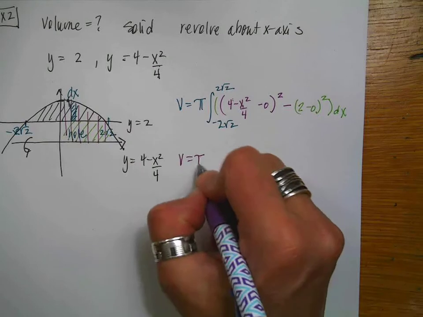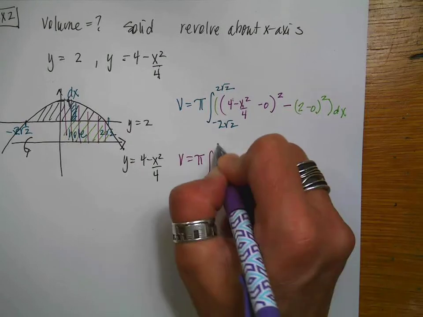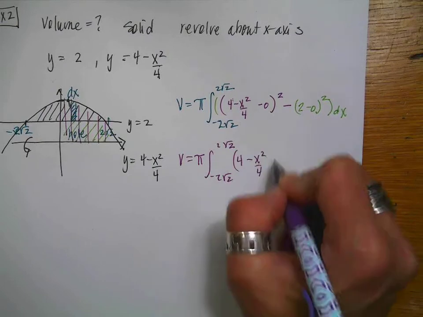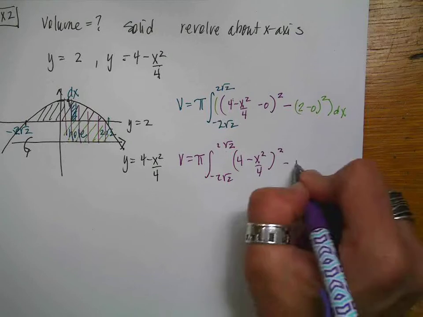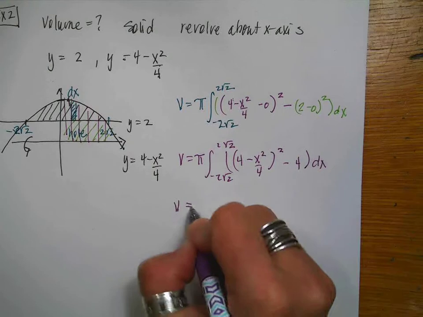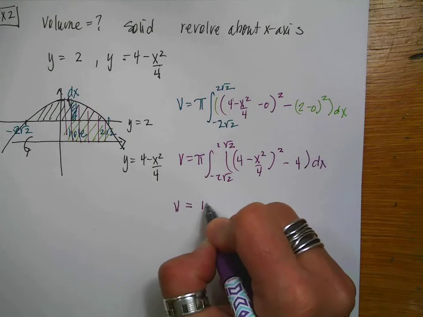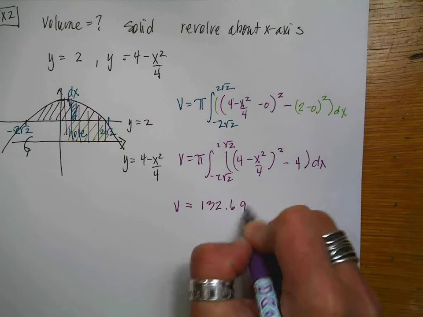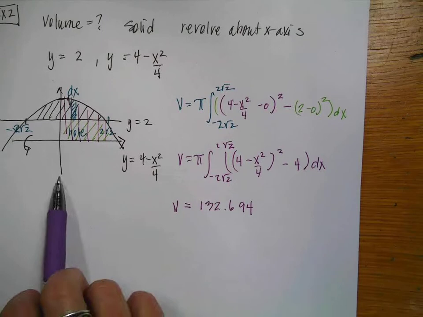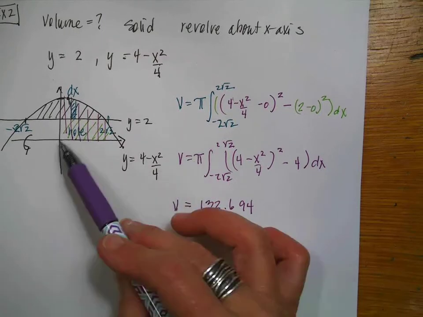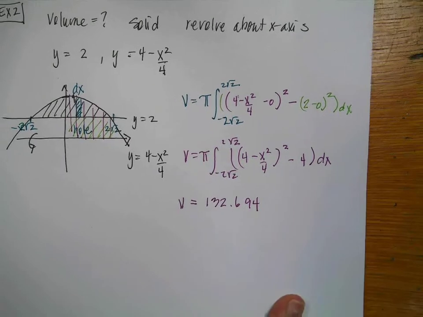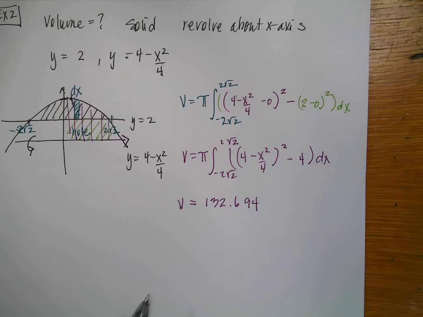If I simplify, my volume is going to equal pi, integral from negative 2 radical 2 to 2 radical 2 of 4 minus x squared over 4 quantity squared minus 4 in parentheses dx. Pushing buttons on my calculator because I can, I get that my volume is 132.694. Again, it's a symmetric image about the y-axis, so I could have integrated from 0 to 2 radical 2 and doubled this. But six of one, half a dozen of another.